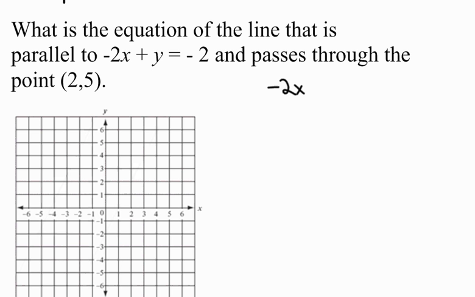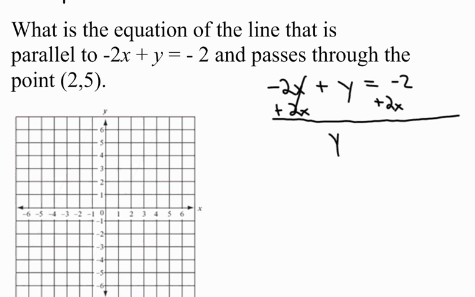So I got negative 2x plus y equals negative 2. Add 2x to both sides. This will cancel out. And I get y equals 2x minus 2. The slope of this line is equal to 2, and the y-intercept is negative 2.